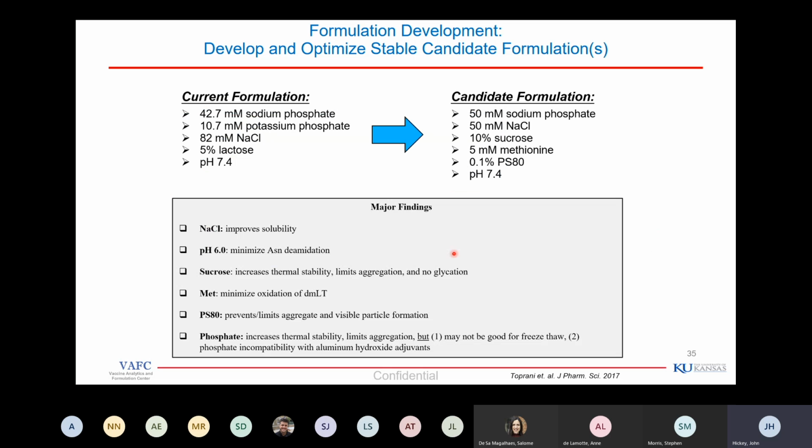I won't get into too much of this. I'm just going to highlight the final part of the study, where we went from the current formulation to a candidate formulation, mainly through a lot of our MS-based techniques informing this decision, essentially going from lactose to sucrose so we don't have the non-enzymatic glycation. We have the addition of methionine to mitigate any oxidation. And then pH 7 was found to be the best pH to mitigate deamidation, but also keep the molecule in a stable conformation.